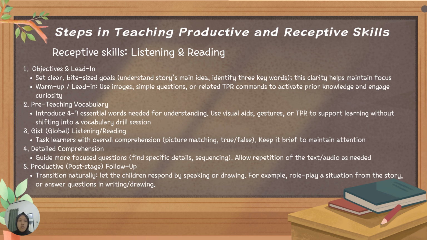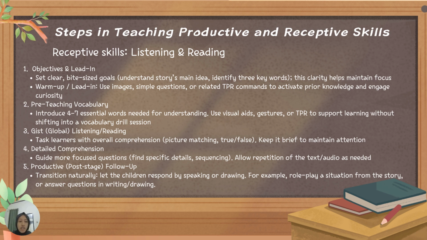And then the second is pre-teaching vocabulary. A teacher introduces at least four vocabulary items for understanding using visual aids, gesture, or CPR to support learning, without shifting into a vocabulary drill session. And then the next is GLIS, or global listening or reading. Task learners with overall comprehension, picture matching for listening, and then true or false for reading.